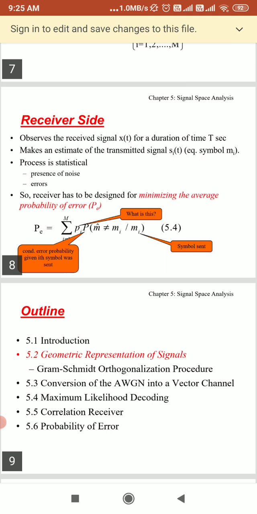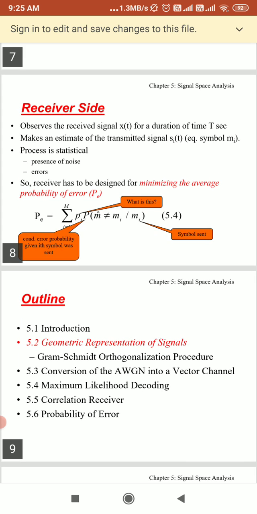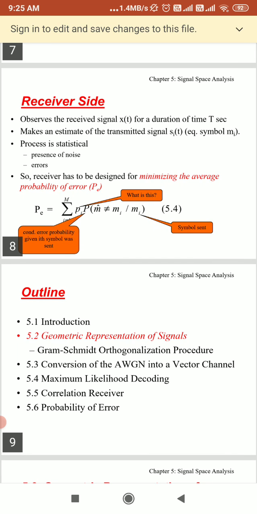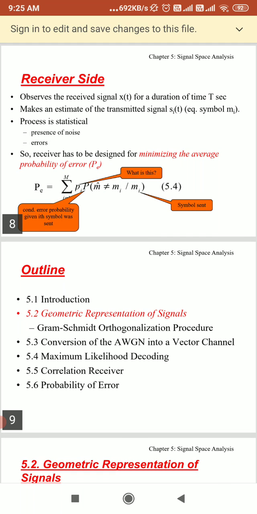So as the process is statistical, there will be presence of noise, there is a presence of error. So the receiver has to be designed for minimizing this error. So what will it do? The receiver has to be designed such that it will minimize the average probability of that error.